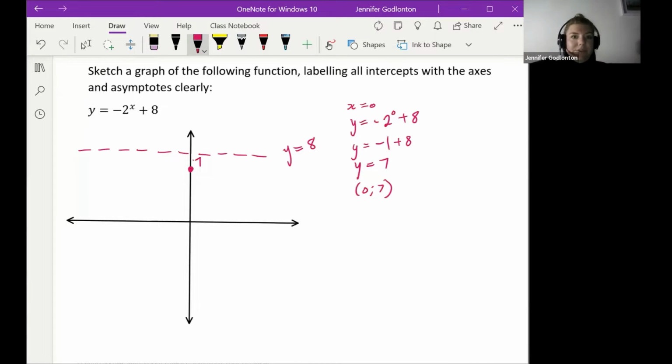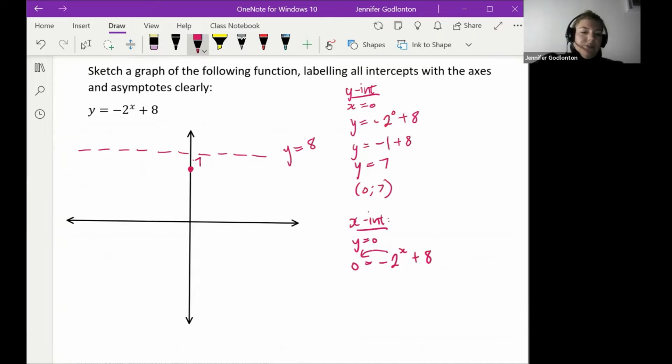Now you've got two options. Either you can choose a value for x and get another point, or you can find your x-intercept. Because whenever we draw a graph, we have to give both intercepts, it's in our best interest to find our x-intercept, because then we only have to do one piece of work. So this was finding our y-intercept. Now we're going to find our x-intercept, where we make y equal to 0. So 0 is equal to negative 2 to the power of x plus 8.